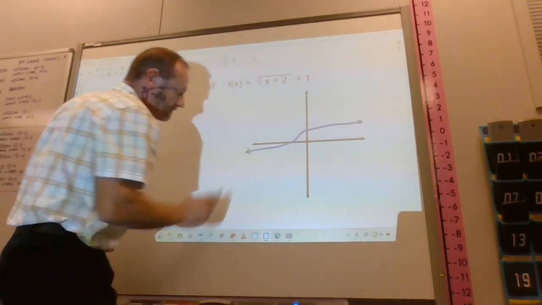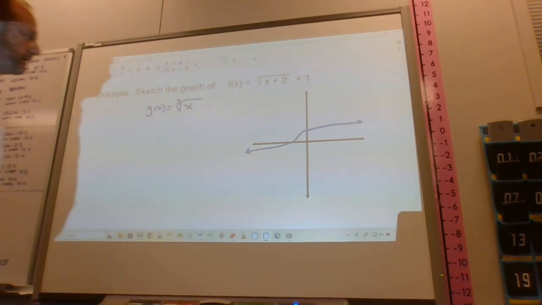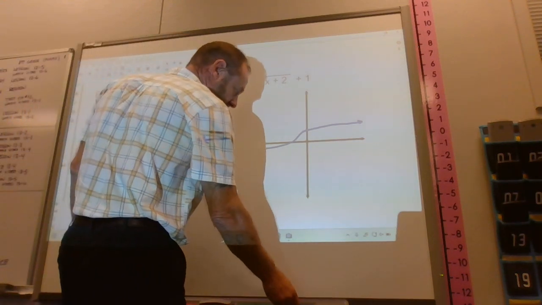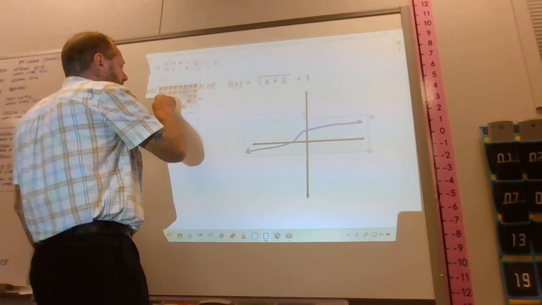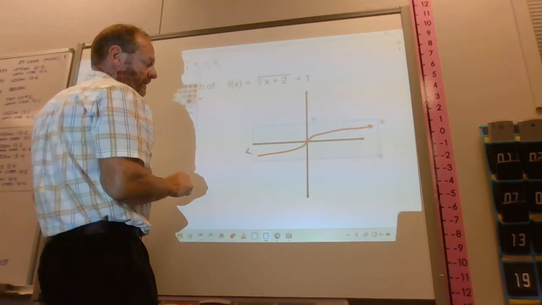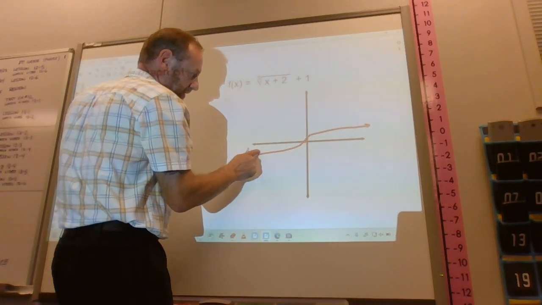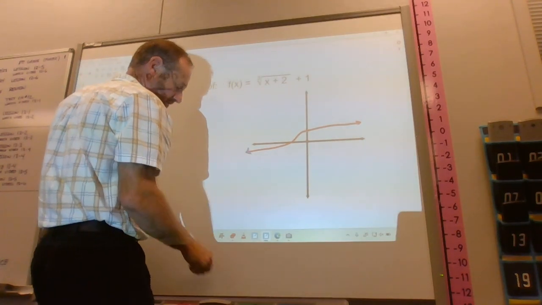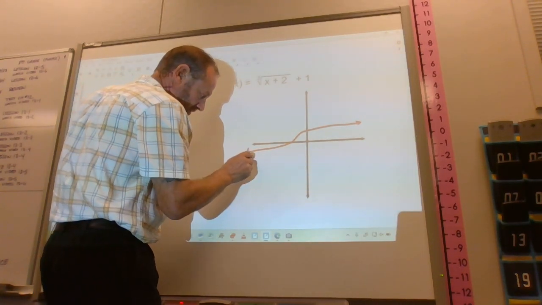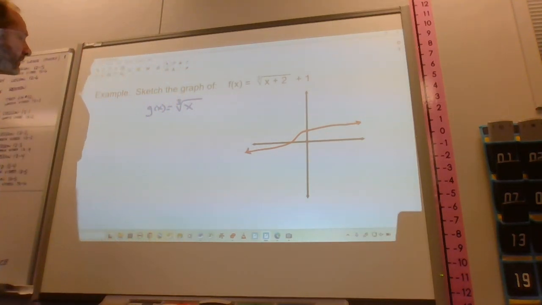I should have an arrow on the end there. Oh, and you know what? I should have made that a different color. Uh-oh, what did that do? That's weird. Move it back. Okay, so there's that one.